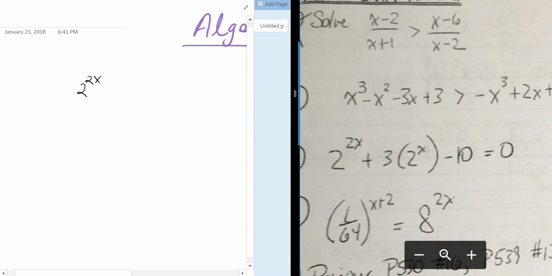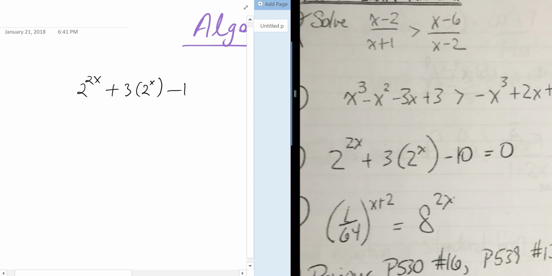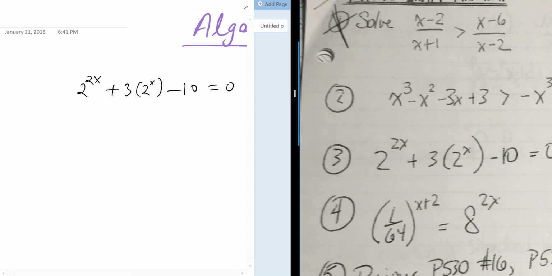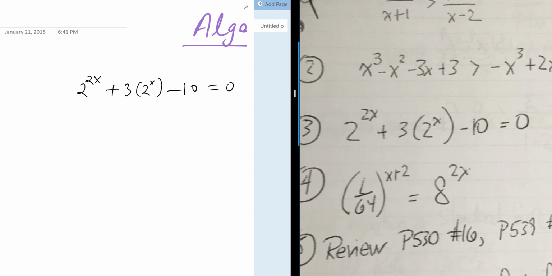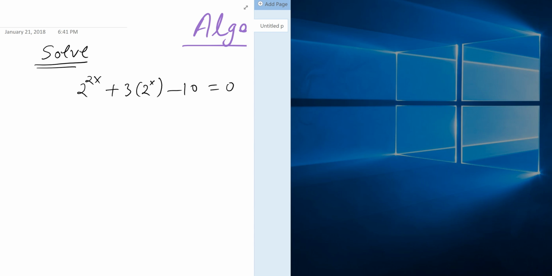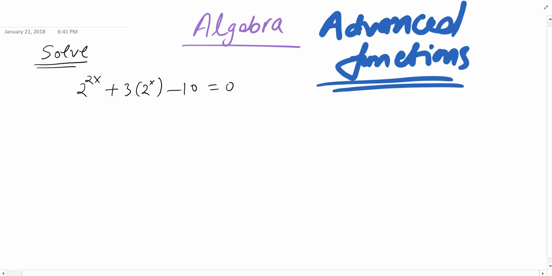So that is that plus 3 bracket minus 10, right? Was it? Yes, that's right. And we have to solve it. So solve this expression. That is what we're gonna do now. Right.